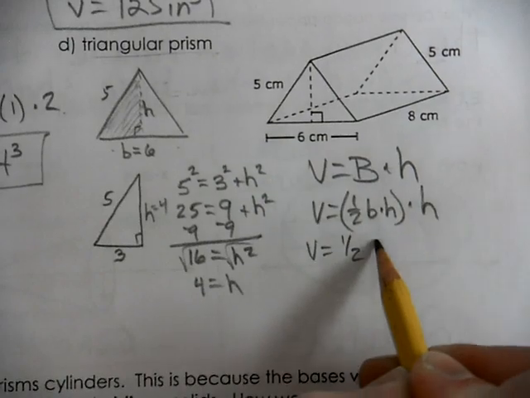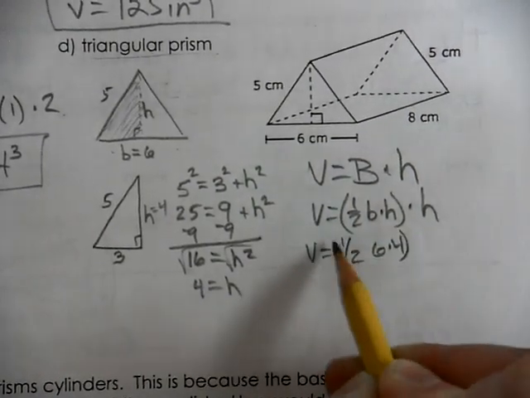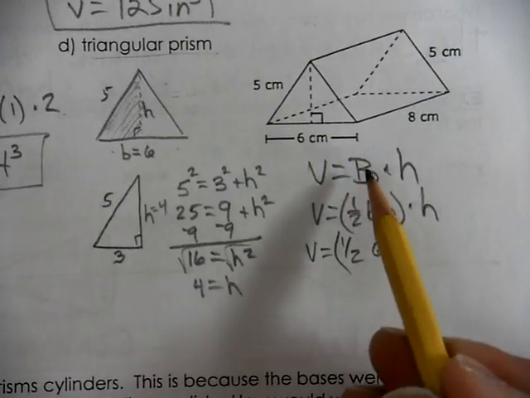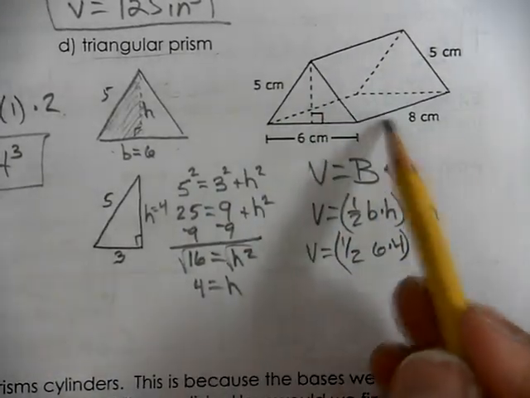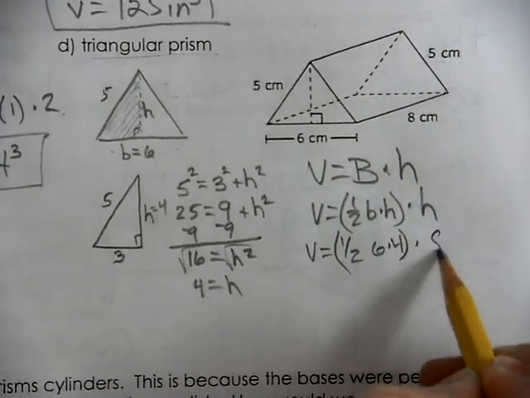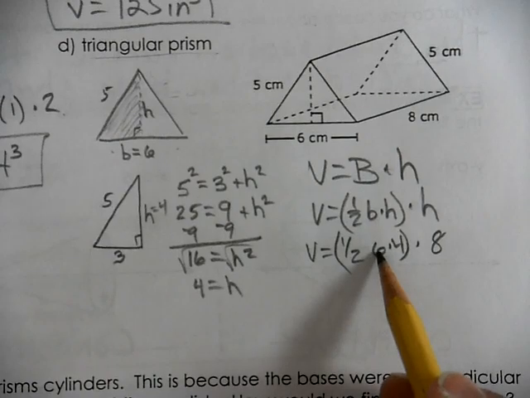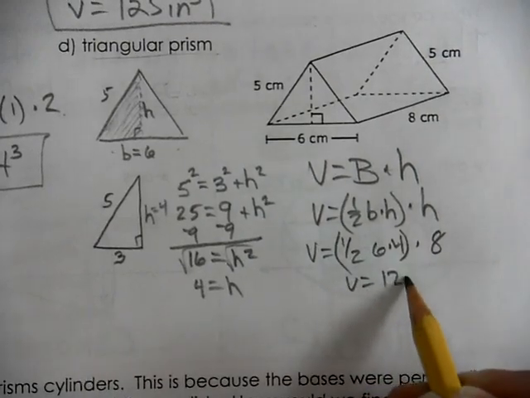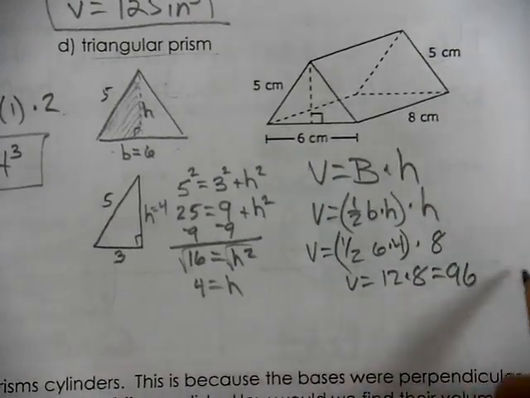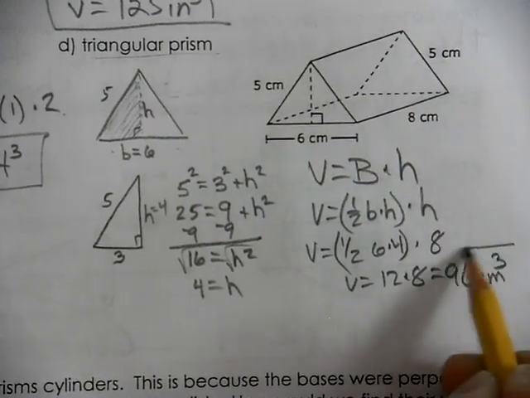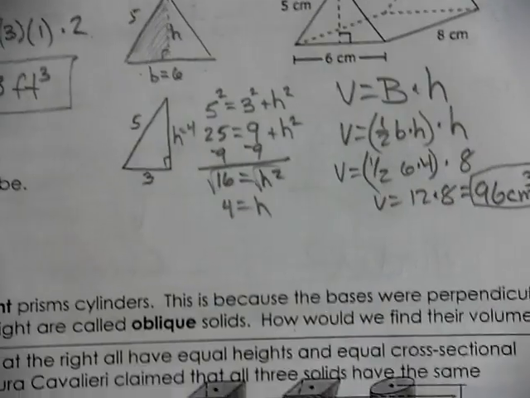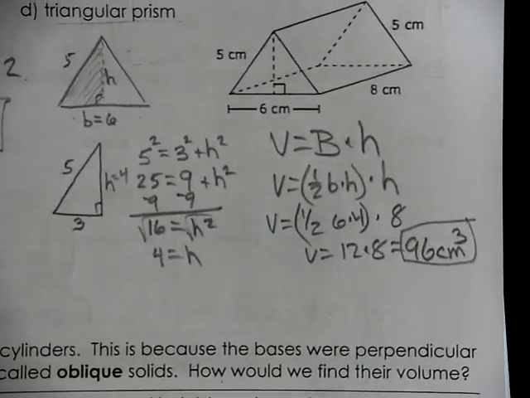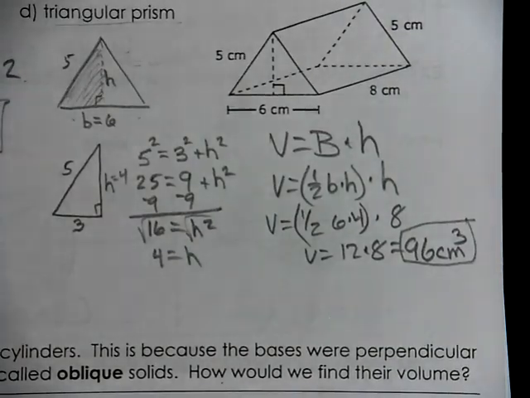So we know we have 6 times 4. Half of 6 times 4. That is the area of the triangle, times the distance between the triangles, which is 8. So 24, take half of it, is 12, times 8 is 96 cubic centimeters. That is a tough one because the height was not given to us. We had to calculate the height of the triangle, the height of the base.